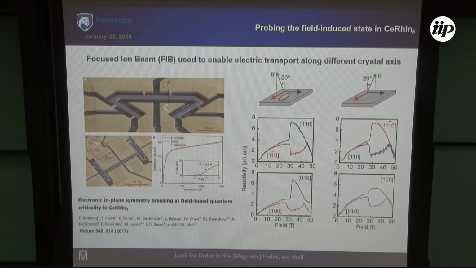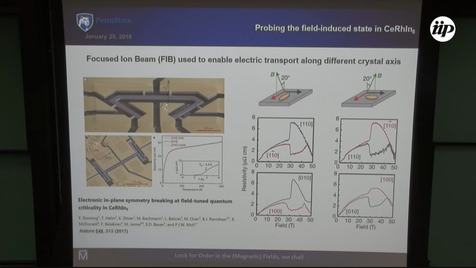What they speculate is that the electronic wave function is not spherical anymore. Somehow, at 30 teslas, something happens and the electronic wave function becomes elongated. And when you apply the magnetic field in this direction, you distort it in this way, and then the overlap is different, and then the resistivity drops. And the same thing happens here. But this is, again, a speculation. To the best of my knowledge, there's no calculation on that.